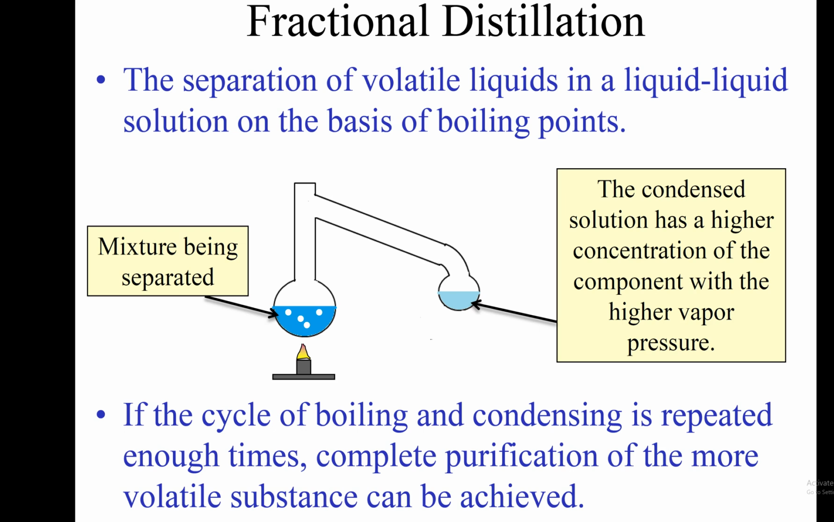All right, so here's another example called fractional distillation. Fractional distillation is a separation of volatile liquids in a liquid-to-liquid solution on the basis of boiling points. So if I give you, for example, a mixture that has other sorts of liquids in there, and I boil them at a specific temperature, the one that's being condensed with a higher concentration is the one with the higher vapor pressure. So if I'm trying to separate out the vapor in this area, what I can do is boil it at different temperatures. And the one I'm actually collecting is going to have the higher vapor pressure, which by definition is the stuff that actually boils out. So if the cycle of boiling and condensing is repeated enough times, you can actually purify enough of the volatile substances in there.